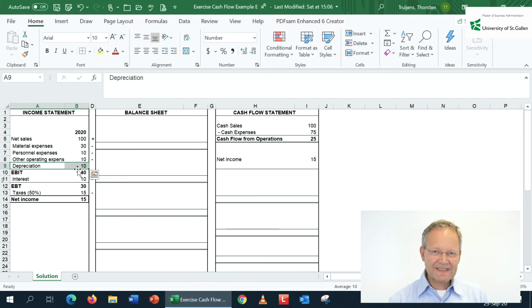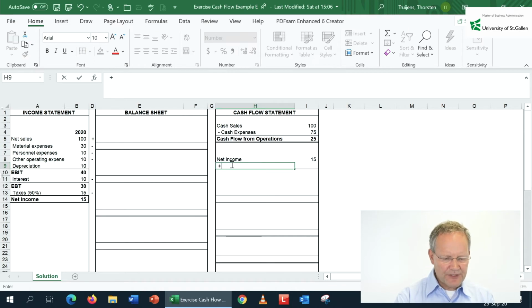Depreciation is an expense. It's deducted in the income statement. However, it's non-cash. So what does that mean? We need to eliminate it. How do you eliminate something which was subtracted before? Well, surprise, surprise. You add it back. Net income plus depreciation.